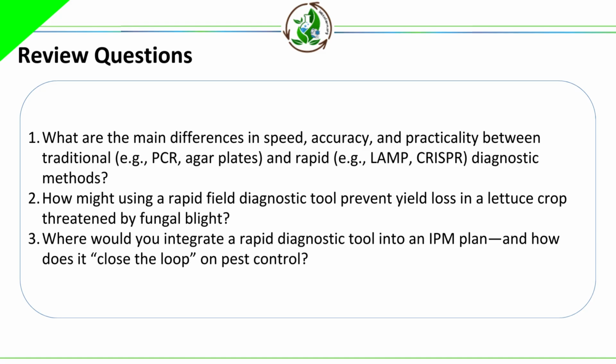Second, how might using a rapid field diagnostic tool prevent yield loss in a lettuce crop threatened by fungal blight? And third, where would you integrate a rapid diagnostic tool into an IPM plan? And how does it close the loop on pest control? Take a moment to reflect on these questions and consider how faster, smarter diagnostics can transform crop protection. Afterwards, we will discuss the answers together.